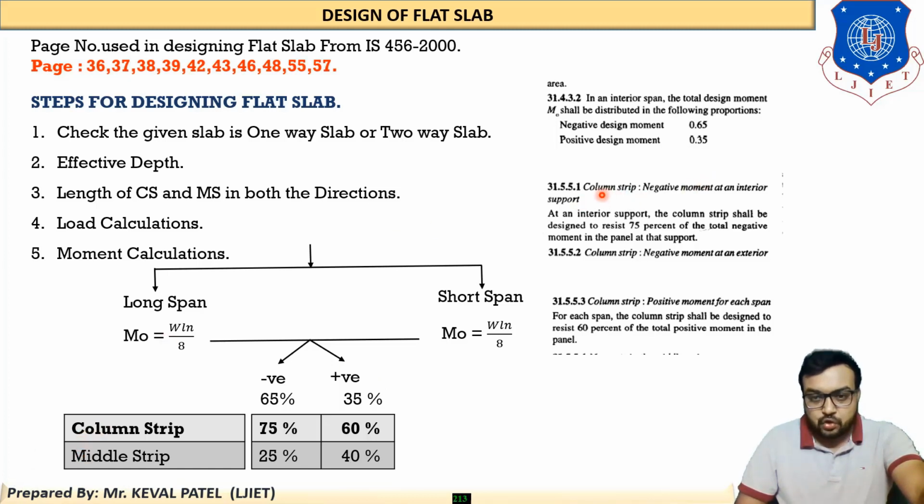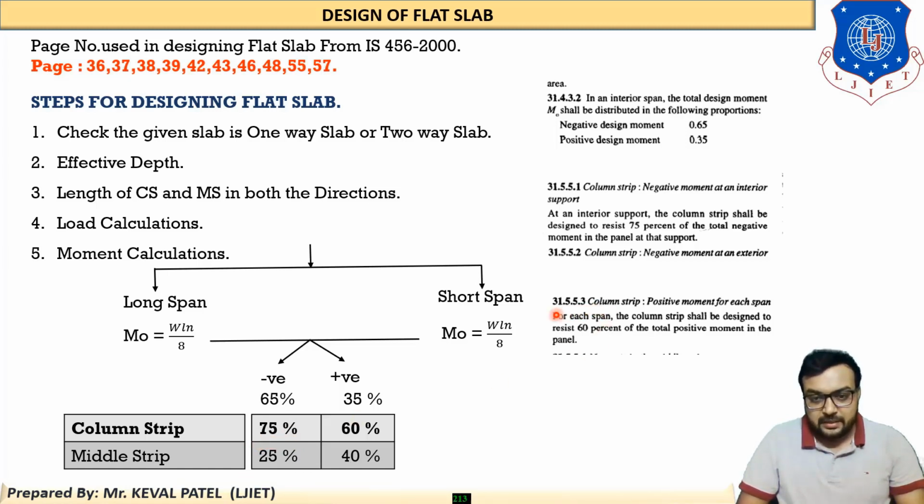So you can see the column strip negative moment. Now we are discussing 75 and 25. At an interior support, the column strip shall be designed to resist 75 percentage of the total negative moment. So this is our total negative moment. So column strip is designed for 75 percentage and the rest 25 percentage is going to middle strip.